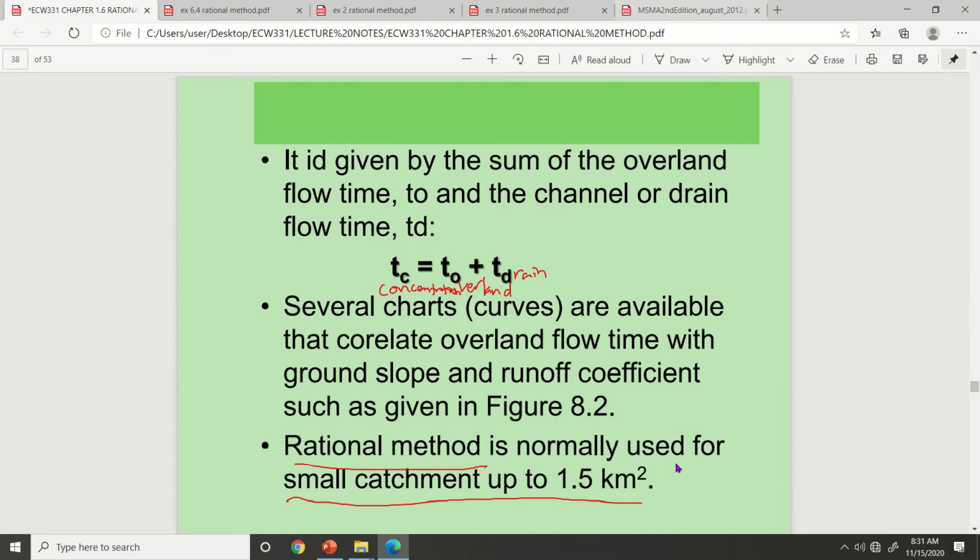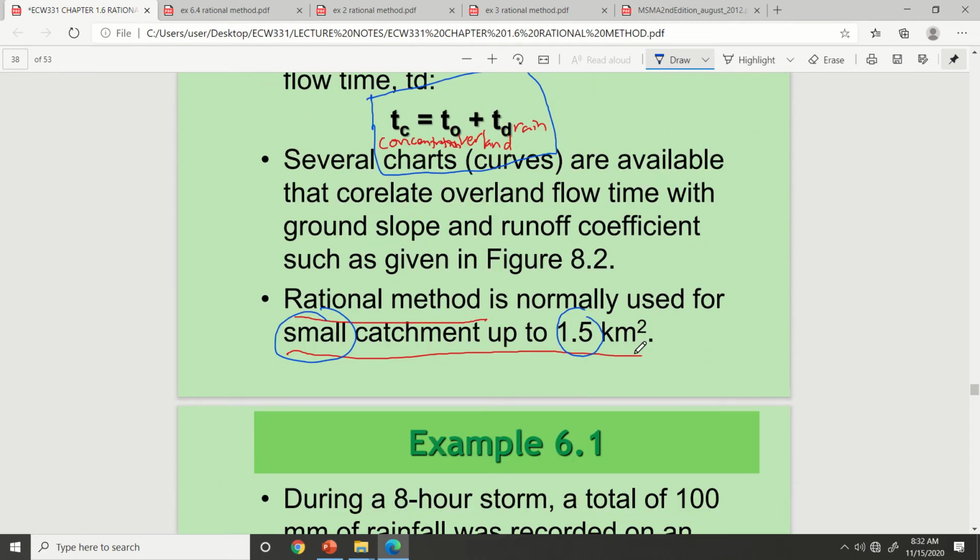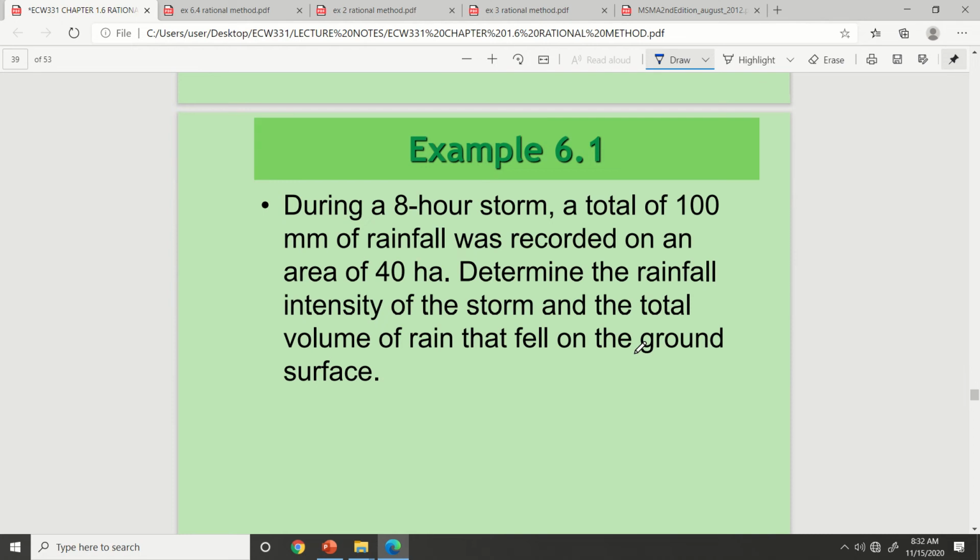So TC you can get from this formula. TC is equal to T naught plus TD. T naught is the time only over land, TD is the drain. Okay, T drain plus T over land. So it's the time of concentration. So this rational method is normally used for small catchments, only small catchments up to 1.5 km squared. Okay, if greater than 1.5, we use the modified rational method. So example 6.1.